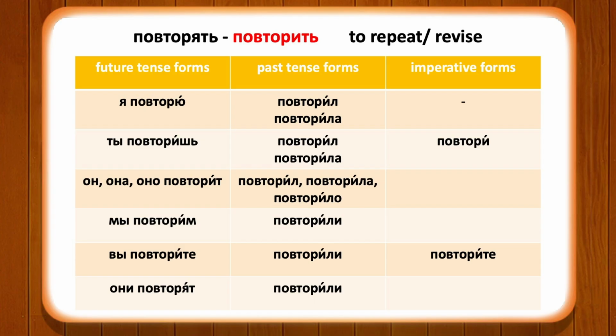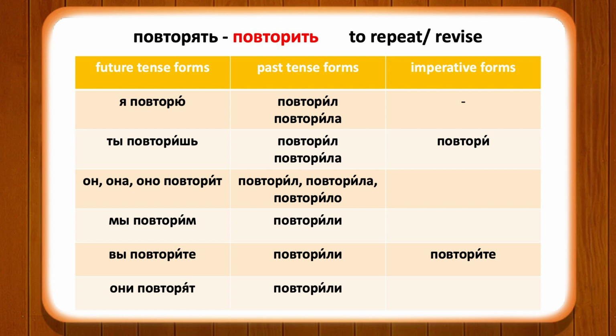Let us learn the conjugation of some perfective verbs before we move forward. Повторять, повторить. Here the imperfective verb is повторять and perfective is повторить. Let us try to conjugate the verb of perfective aspect, повторить. Повторить means to repeat, to revise. Я повторю, ты повторишь, он она оно повторит, мы повторим, вы повторите, они повторят.